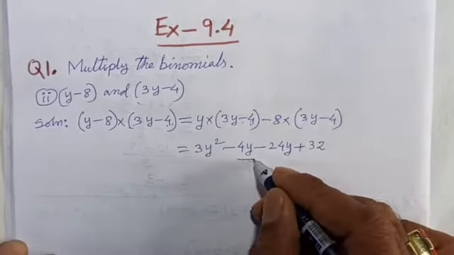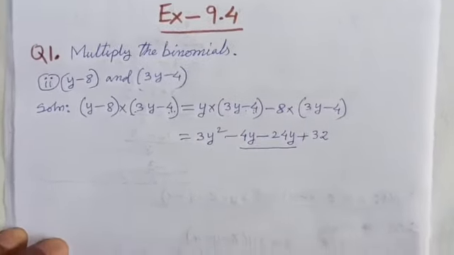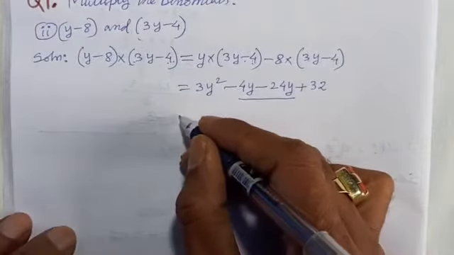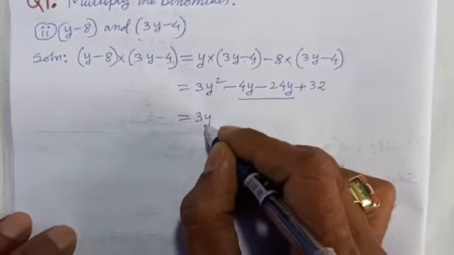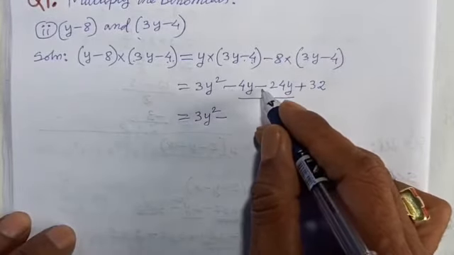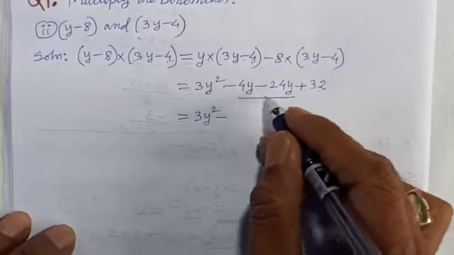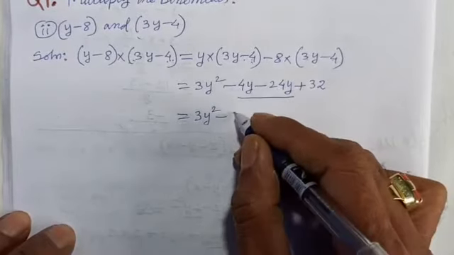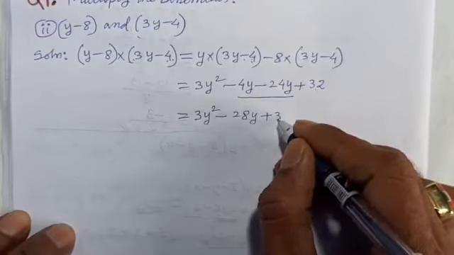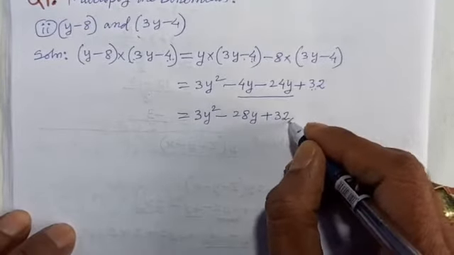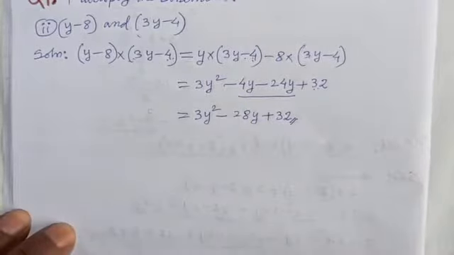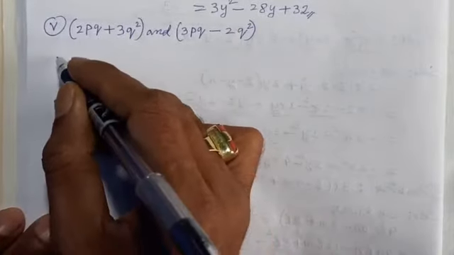Here we see that these two are like terms. Like terms we can add or we can subtract according to the sign. So 3y squared minus, this is minus sign, this is also minus sign, so we have to add these two numbers. 4 plus 24 is 28, so 28y, and the last number is 32, and this is the answer. Now let's try Roman number 5.